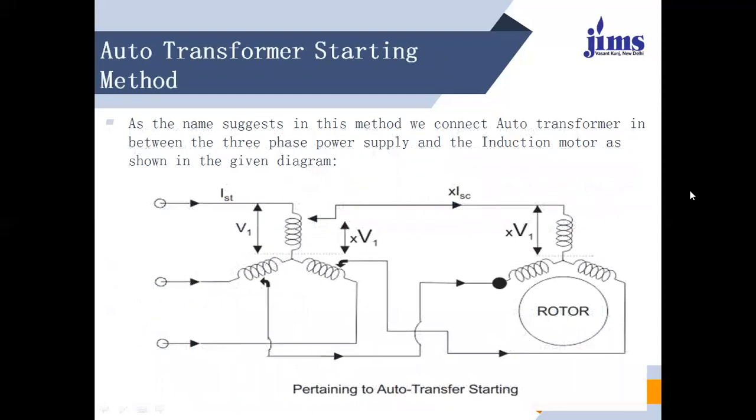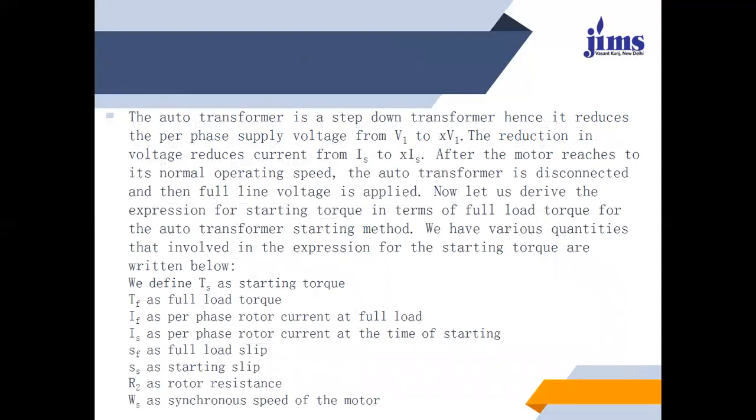Next method is the auto transformer starting method. As the name suggests, in this method we connect an auto transformer in between the three-phase supply and the induction motor, as shown in the figure. Over here, in place of a rheostat we are using an auto transformer. The auto transformer is a step down transformer which reduces the per phase supply voltage from V1 to X times V1. The reduction in voltage reduces current from Is to X times Is. After the motor reaches its normal operating speed, the auto transformer is disconnected and then full line voltage is applied.